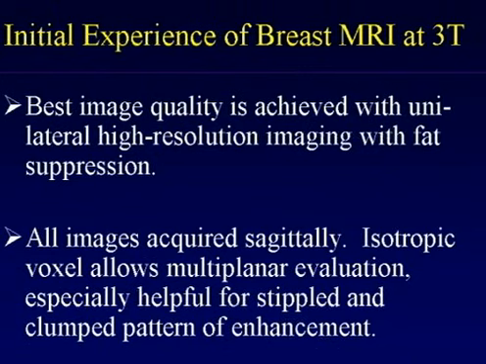So to summarize our experience of imaging the MR 3T, the best quality images is if you're using its high resolution. Therefore, we perform a unilateral examination, meaning we acquire in the sagittal plane. As Dr. Rafferty mentioned earlier, we actually are acquiring isotropic, so the voxel is about 1 millimeter by 1 millimeter by 1 millimeter. Therefore, you can do multiplanar reconstruction in any plane, and I think that's especially helpful for the stipple and clumped pattern of enhancement.